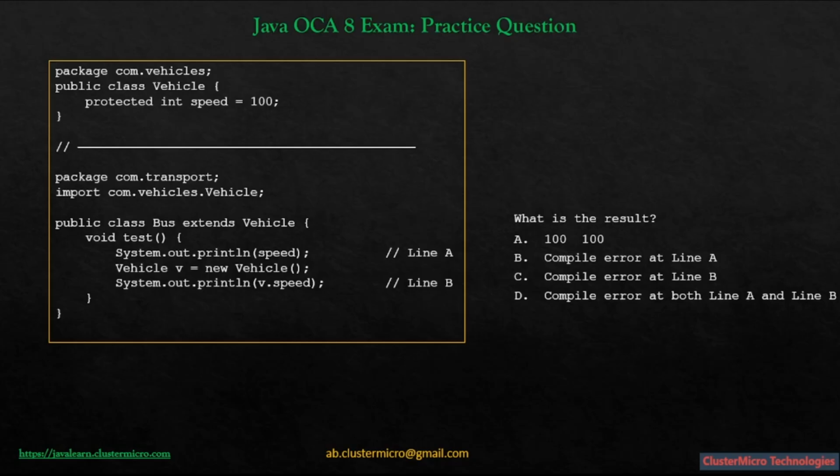However, in line B we see Vehicle v = new Vehicle(), and System.out.println(v.speed). So it will lead to a compile error. Here we create a separate Vehicle object, a completely independent instance, and try to access v.speed through that reference. This is not inheritance. This is reaching into a different object, a plain Vehicle, and grabbing its protected field from a different package. So Java does not allow this.